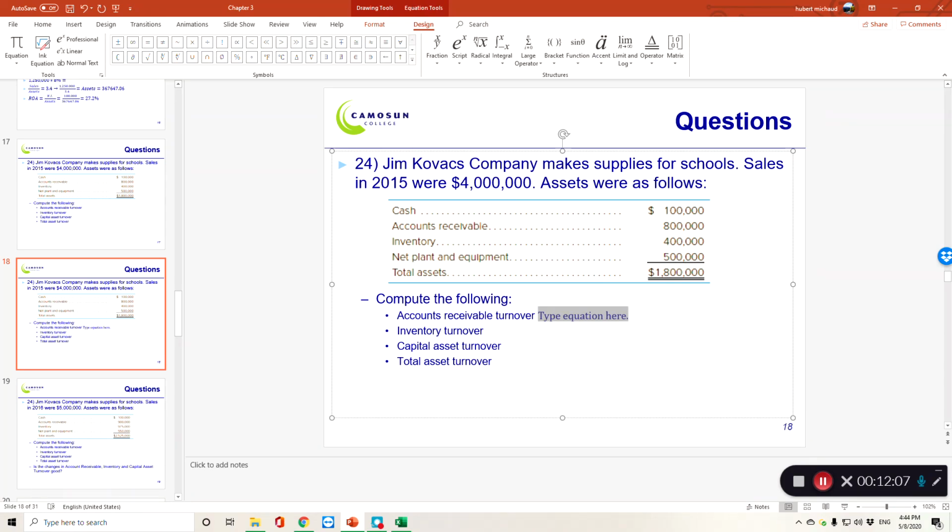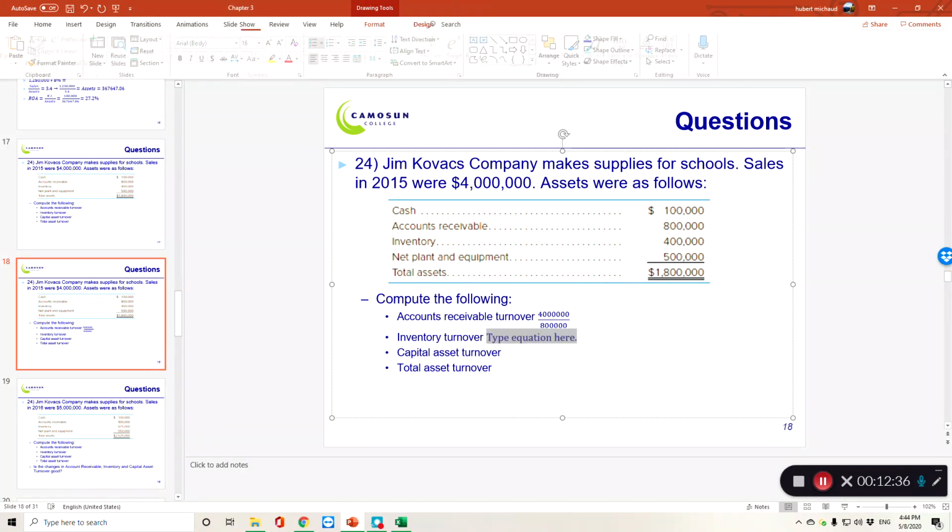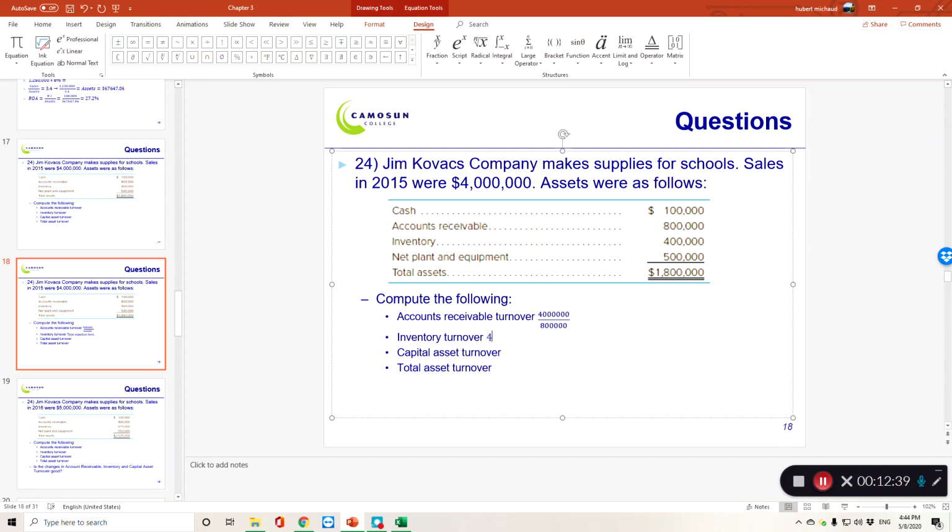Just go back and look at how we calculate this. Account receivable turnover is usually my credit sales, but here we don't know how much of it is credit sales. So we'll just take all of the sales, $4 million, and we divide this by our account receivable, 800,000, right? And that gives us our account receivable turnover. In order to find our inventory turnover, again, we take our sales, 4 million, that we divide by our inventories, 400,000. Okay.